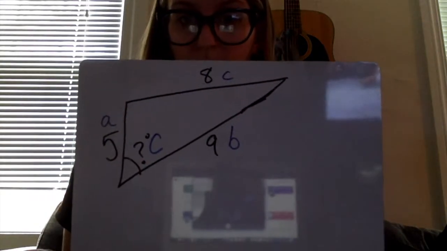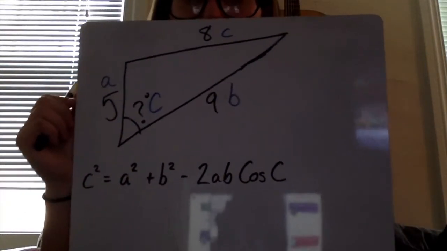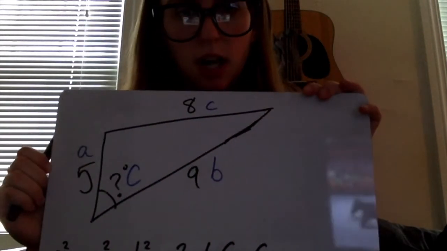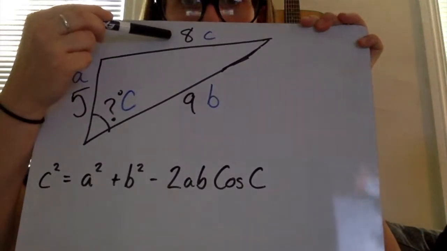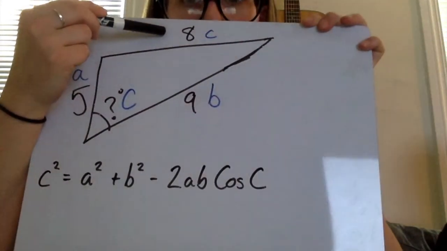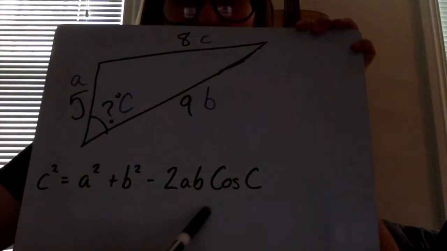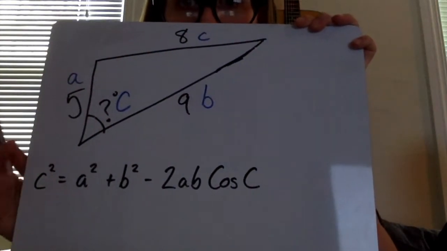Great. Now we're going to start with our formula. C squared equals A squared plus B squared minus 2AB cosine of C. Again, I know it's a lot. But the thing that's interesting this time is that instead of solving for C squared, we know what C is. So at the end, we're going to have to isolate this cosine C and then use the inverse function.